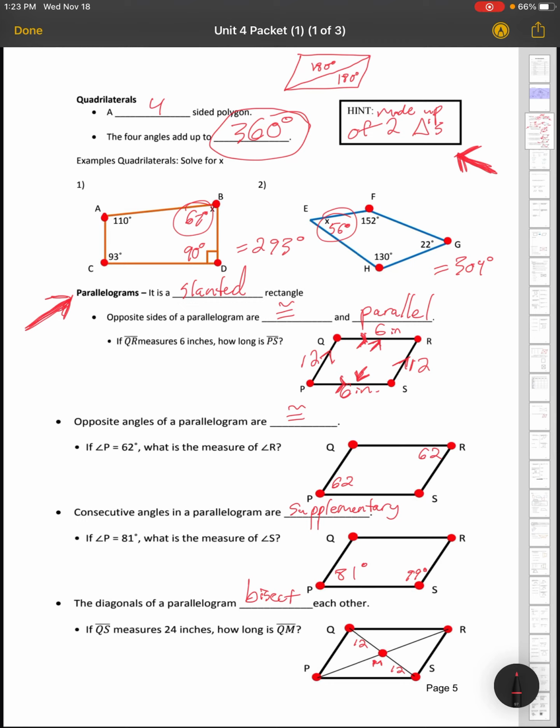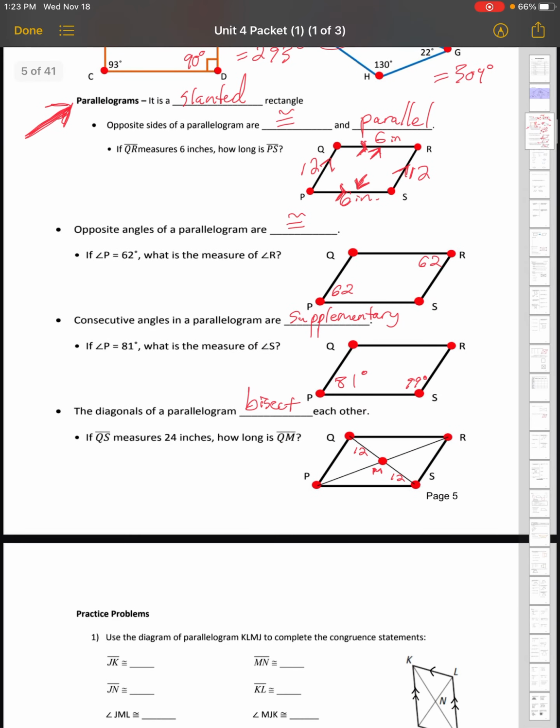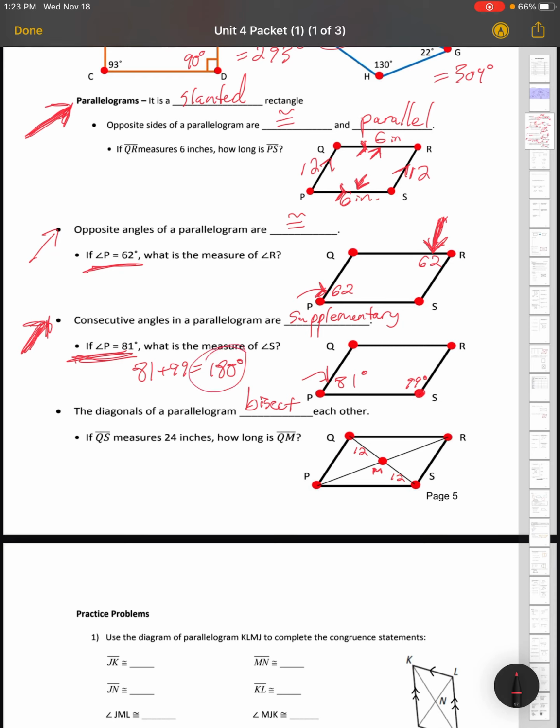Now let's focus on the angles of a parallelogram. The opposite angles of a parallelogram are also congruent. So for example here, if angle P is 62 degrees, then the opposite angle R is also 62 degrees. Consecutive angles in a parallelogram, so that's angles that are next to each other. If this angle here is 81 degrees, angle P, any angle next to it will be supplementary. And remember, supplementary means that they add to 180. So 81 plus 99 gives you 180 degrees. So this angle would be 99. This would be 99. And then remember, opposite angles are congruent. So this would be 81 degrees.